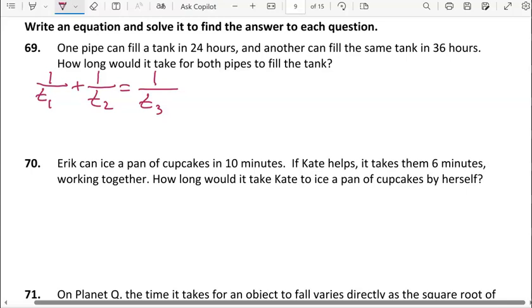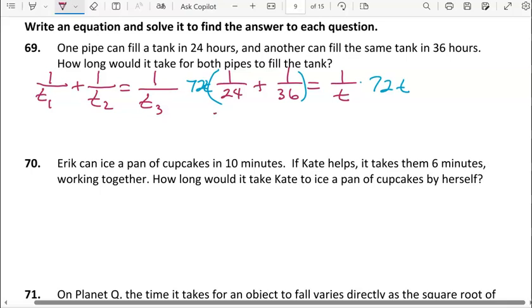All right, so one pipe can fill a tank in 24 hours, and another can fill the same tank in 36 hours. How long would it take them to do the job together? So the time together is the missing piece here. So we can take this equation and multiply both sides by the least common denominator, which is 72 times t. And remember, we've got to cancel all of those denominators out when we multiply together.